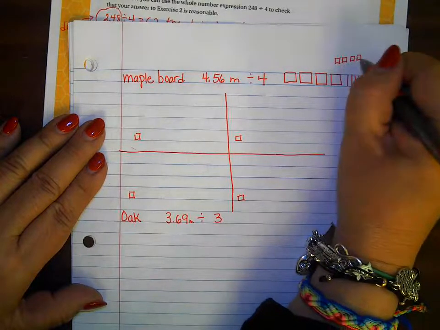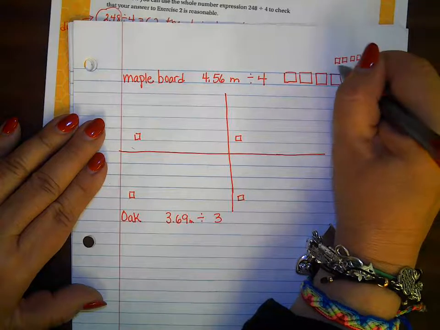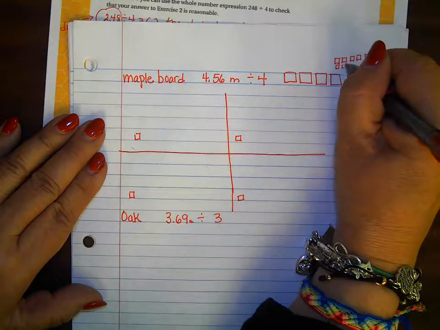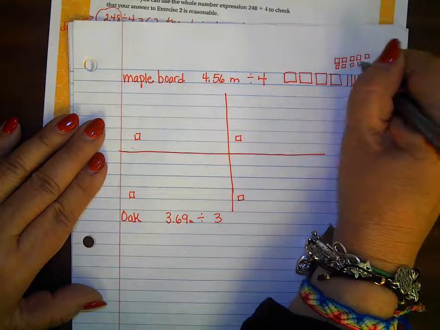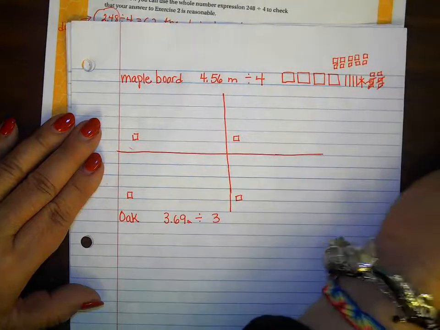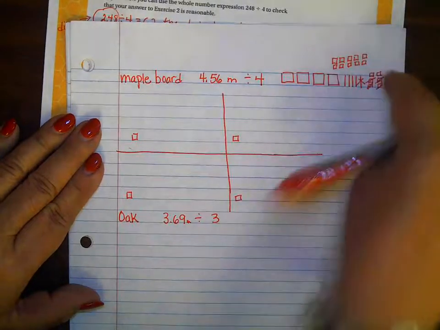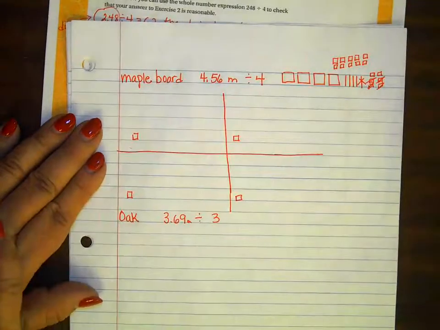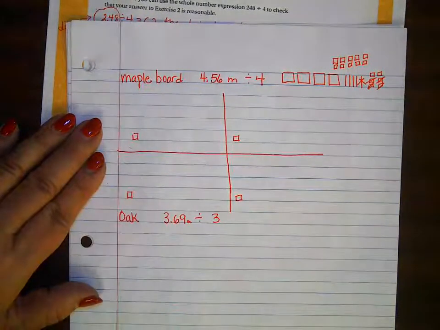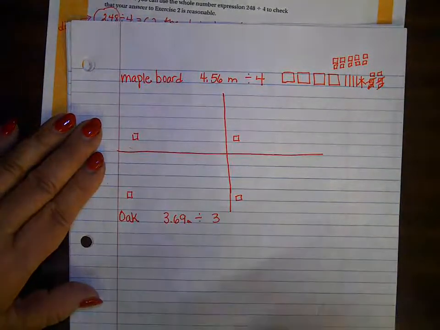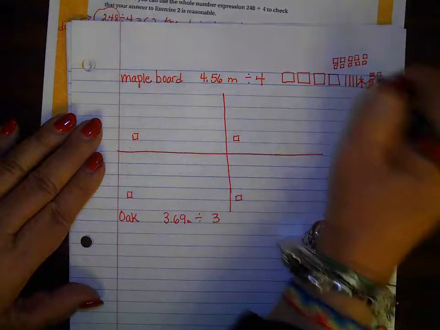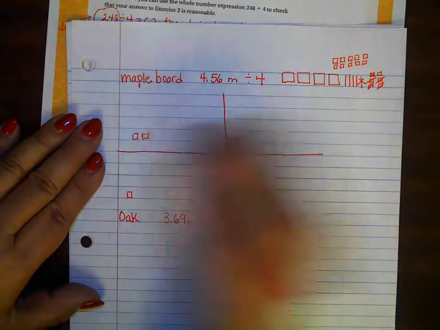So it's 1, 2, 3, 4, 5, 6, 7, 8, 9, 10. Okay, so now I have 10, 11, 12. Oh yeah, if there's 12 and I have 4 groups, I know that 3 more are going to go in each. But I'm just going to go ahead and do one at a time in case those are still trying to catch on.